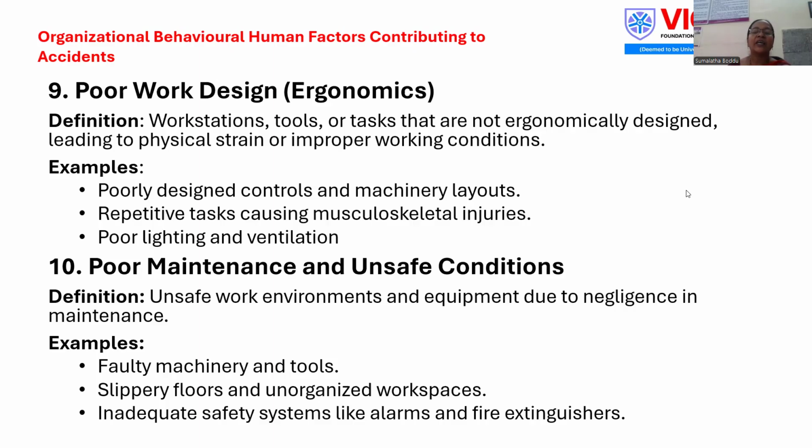Many accidents occur not because of technical failures but because of unsafe behavior, poor communication, stress, fatigue, lack of training, and weak safety culture. Therefore, industries must develop strong safety culture, provide proper training, encourage communication, improve supervision, support employee well-being, maintain safe working conditions. Industrial safety can only be achieved when both management and employees work together responsibly. This is about managerial behavior and human factors contributing to accidents.